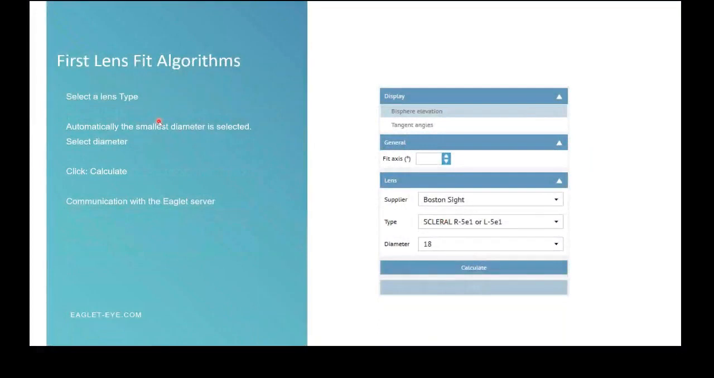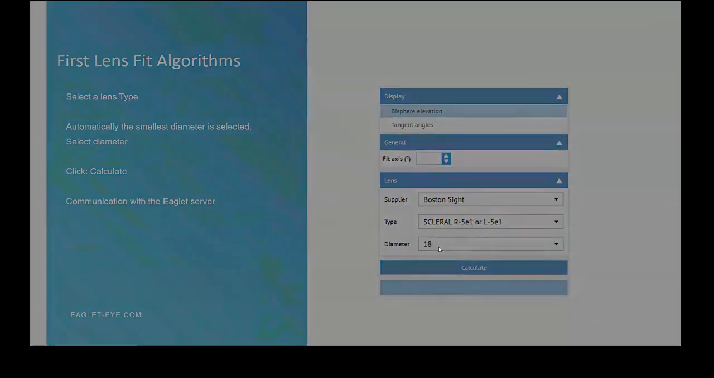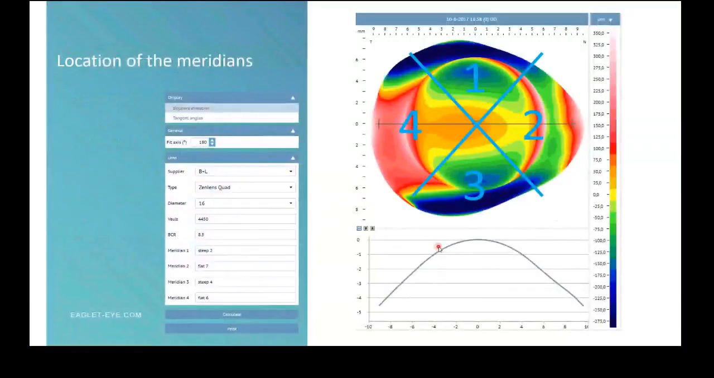So how does it work? After a few slides, I will switch to the live software, just showing how it really goes, but let me explain it with a few slides. You have to start selecting what supplier you want to use. Then you have to select which lens type, and you have to select a diameter. You click calculate, and it will take about 30 seconds because we send all the sagittal data to our server. We do the calculation process and we send back the information.